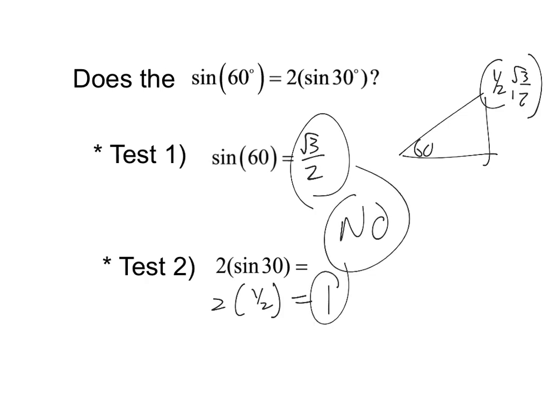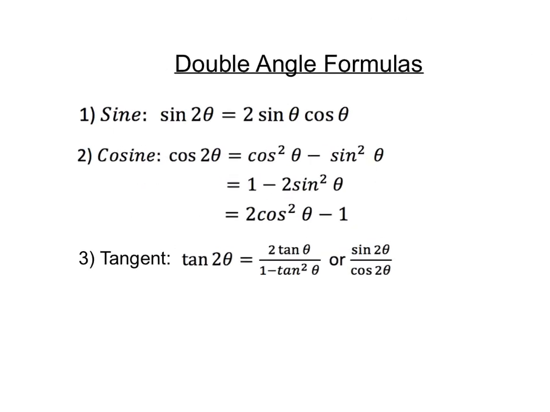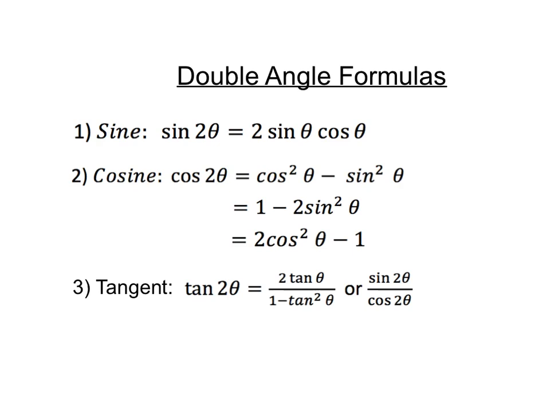So I can't just double a short one to get the next size up. I can't just double 30 to get to 60. It doesn't work like that. So this is another group of formulas that are going to be on your formula sheet that you don't have to memorize, but you do have to understand how to use them. Sine and cosine are especially useful when dealing with the double angles.